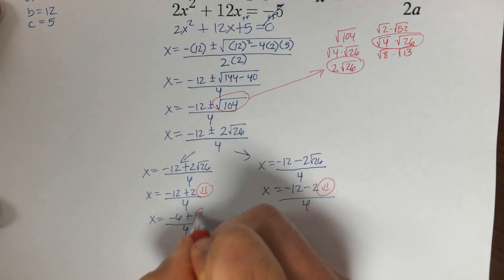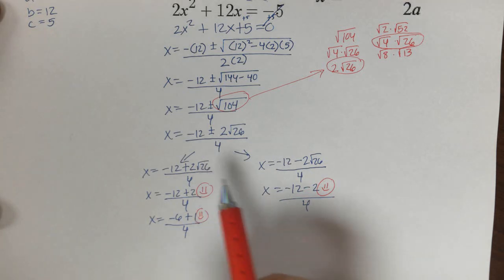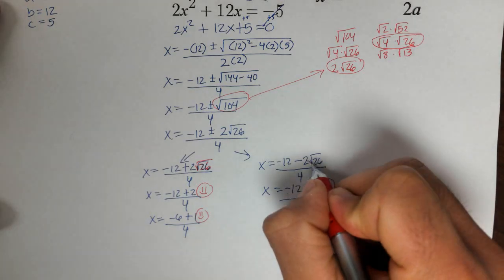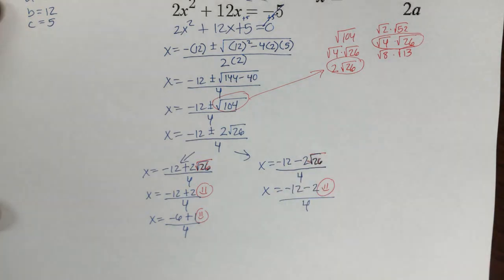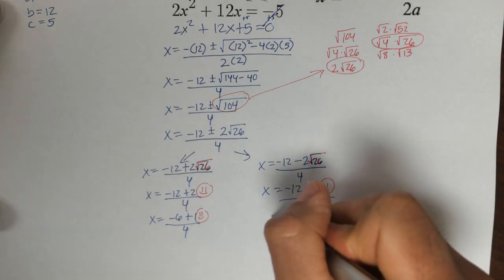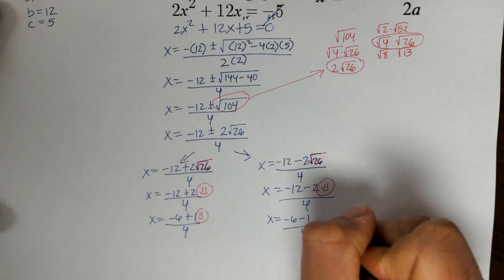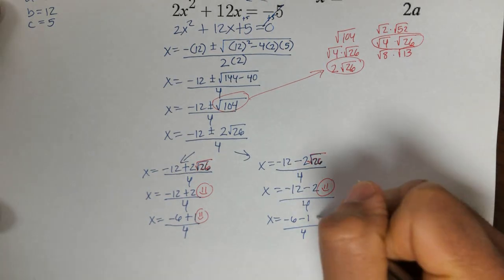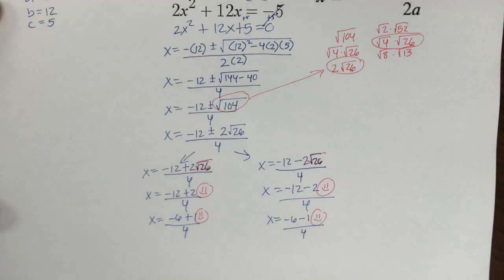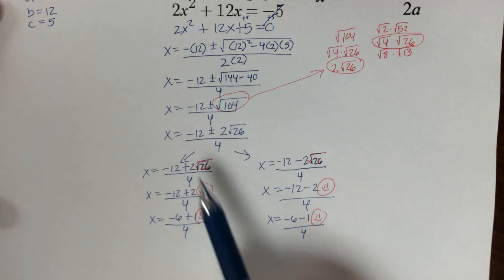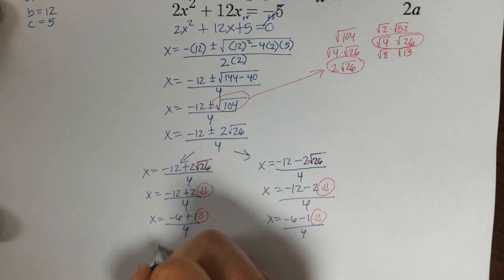Knowing that the happy face represents the square root of 26, that's really where this came from. I just replaced it with something else so that I don't simplify it by accident. Over here, I get negative 6 minus 1 happy face over 4. And now that it's simplified, I can replace the happy face with the original problem, the radical, because that's the actual solution.